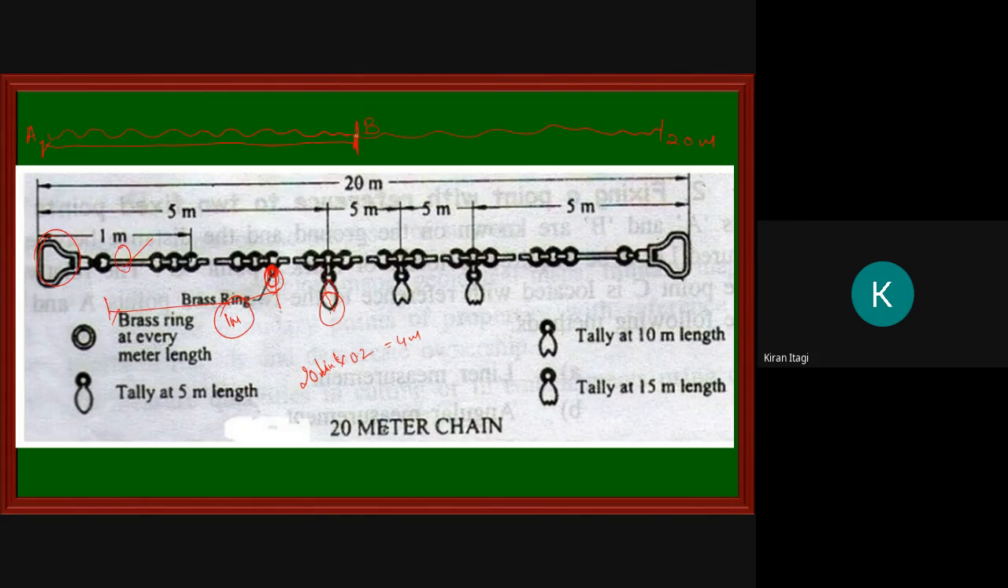Correct. So here you can see that my boundary is at this point. Tally is here.